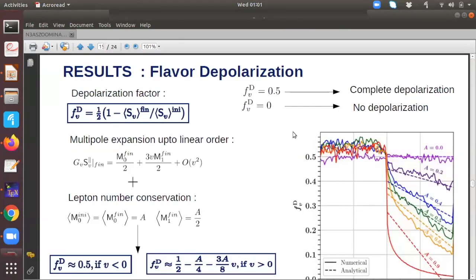This is something that happens in the nonlinear regime, and we have introduced the first analytical way to determine how much is the content of flavor at late time.